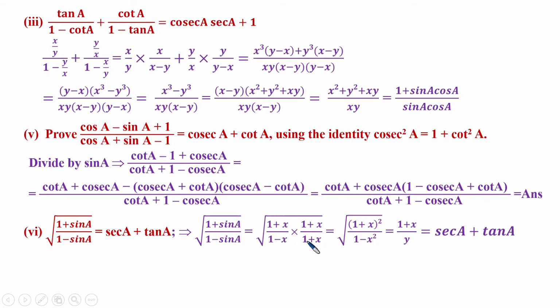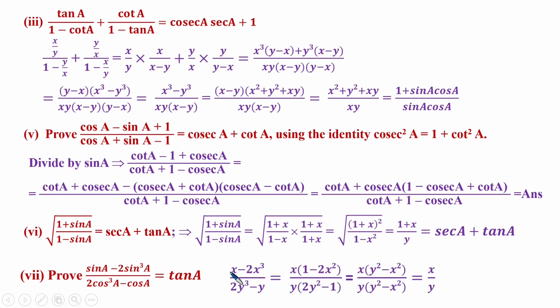Okay, (a minus b) into (a plus b) is a square minus b square. So this 1 minus x square is nothing but y square, from the earlier condition which we know. And this is (1 plus x) the whole square. The square root of this will give me 1 plus x, and the square root of y square will give me y. So now I can write 1 by y is sec A, 1 by cos A, and x by y is tan A. So I can get it. Now prove that this identity is equal to this one, tan A.